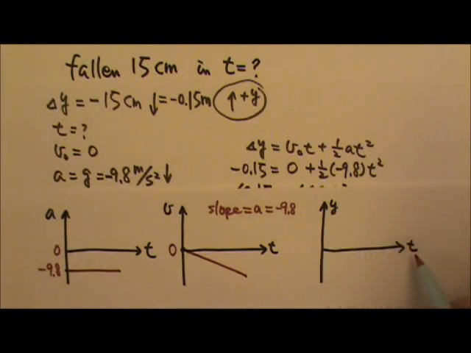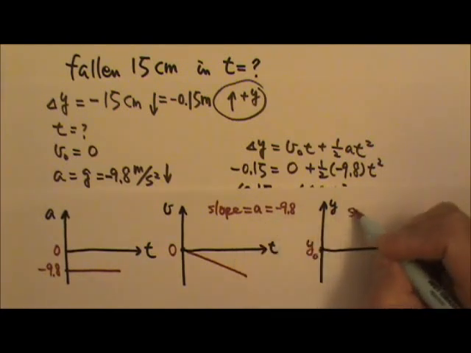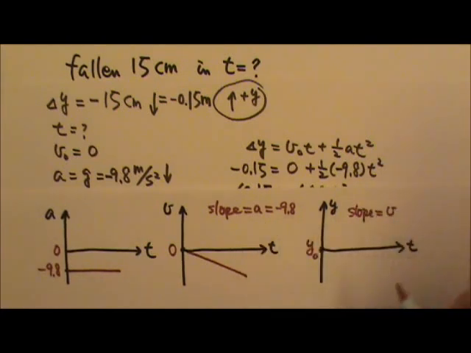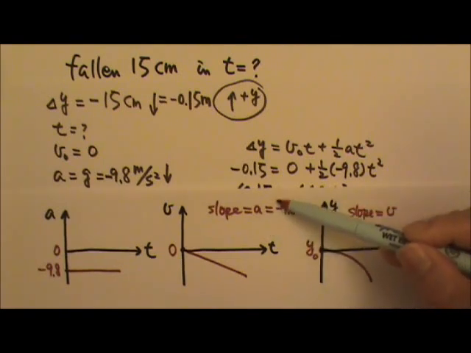For the position versus time graph, let's say the object starts at a certain initial position. The slope of this graph is the velocity, and the velocity starts at 0, which means the initial slope is 0. And then the slope gets more and more negative. So the graph looks like this. And if you remember from earlier, for a position versus time graph, it is a downward curve if your acceleration is negative.